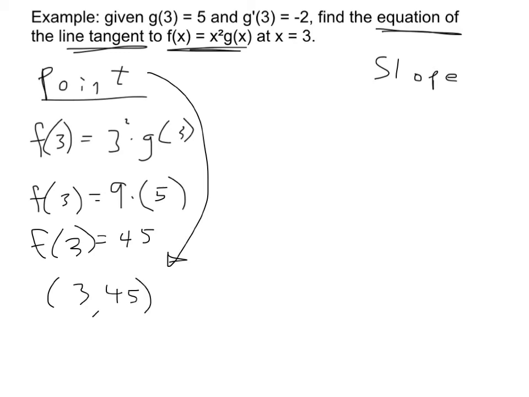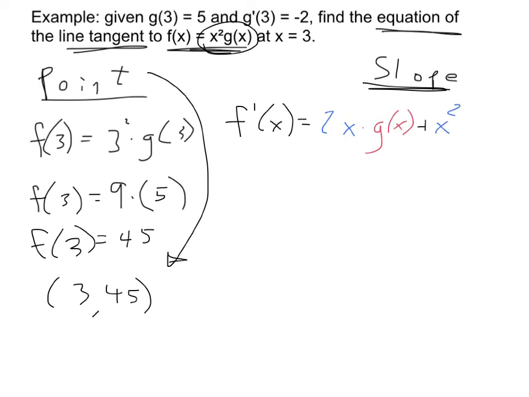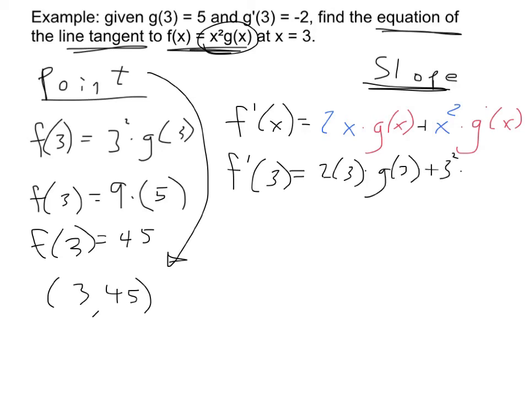And now what about the slope? Well, to find the slope, I needed to find the derivative. I need to know what f prime of x is. All I have to do is use the product rule on this thing. That'll be 2x times g of x left alone, plus x squared times g prime of x, the derivative of g. Now I need to evaluate my derivative at my value of 3. So that'll give me 2 times 3 times g of 3 plus 3 squared times g prime of 3.